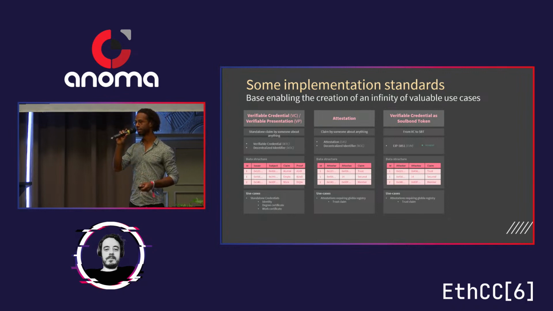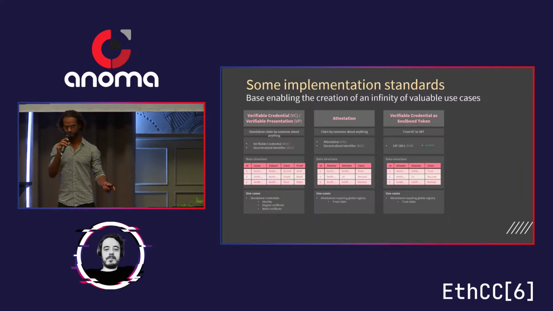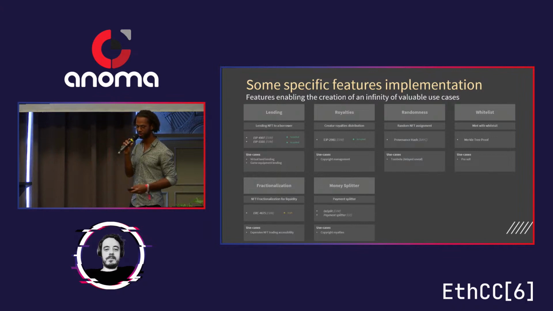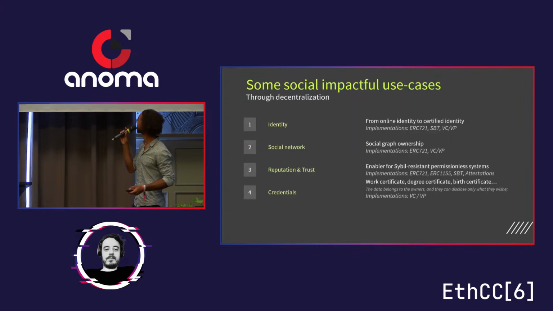Let's say a wallet that enables extensibility by the end users, for example, for expanding capabilities. And you have also some ERCs that enable minting verifiable credentials as soulbound tokens. And then you have a lot of ways of implementing the different features, and I won't deep dive on it, but with all that, you can see them as building blocks to create any valuable use cases.